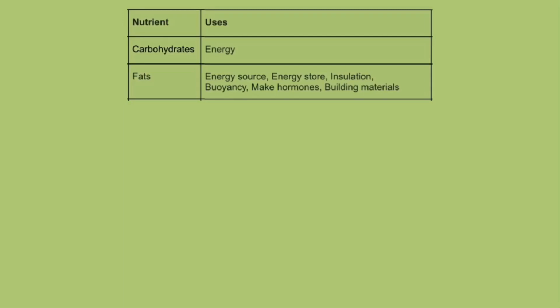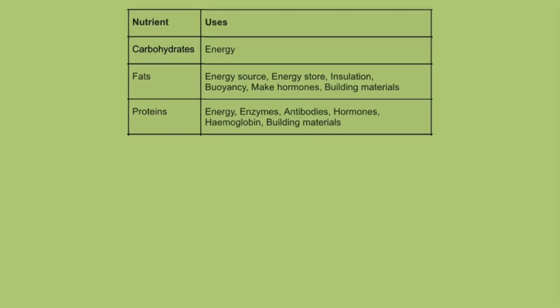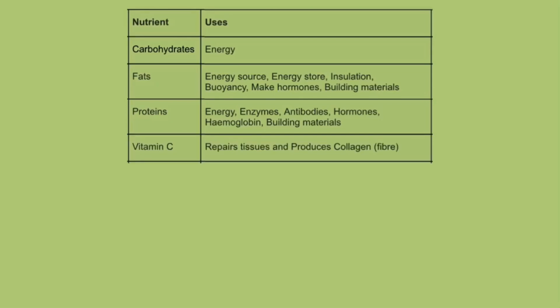Moving on, we'll be looking at nutrients and their uses. First, we have carbohydrates, which is used for energy. Next are fats, and it is used as energy source, energy store, insulation, buoyancy, making hormones, and building materials. Proteins are also used for energy, enzymes, antibodies, hormones, hemoglobin, and building materials. And then we have vitamin C, which repairs tissues and produces collagen, which is a type of fiber.